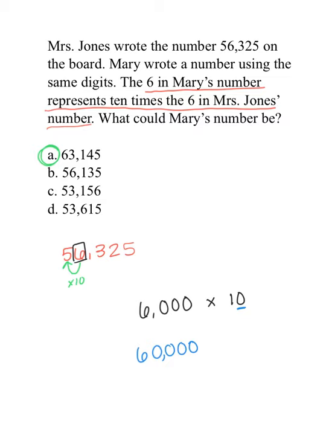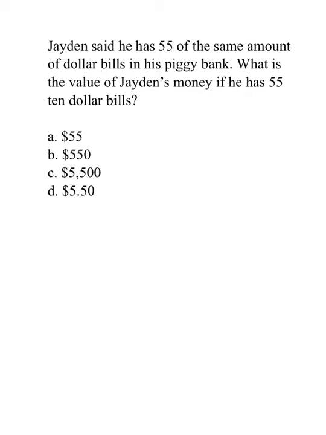Number 4. Jaden said he has 55 of the same amount of dollar bills in his piggy bank. What is the value of Jaden's money if he has 55 $10 bills? So he has 55 bills, each worth $10. So that's 55 times 10. Well, I know when I multiply by 10, I add a 0 to the number. So that becomes 550. If I had been multiplying by 100, I would have added 2 zeros and it would have been 5,500.